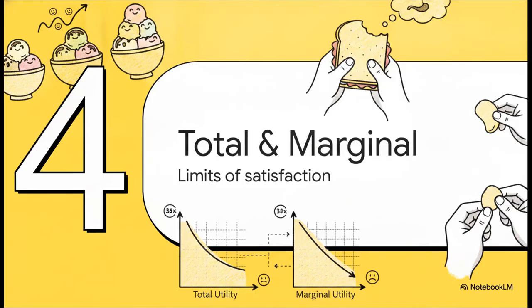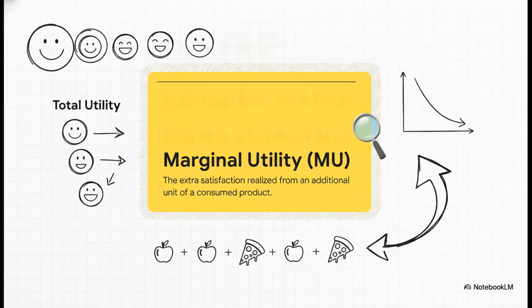All right, let's jump into Section 4, total and marginal utility, the limits of satisfaction. Let's see what actually happens when we consume more and more of a specific good in a single sitting. To figure this out, we need to understand marginal utility, or MU. Total utility is your overall satisfaction. Marginal utility, on the other hand, is the extra satisfaction you realize from consuming just one more unit of a product.